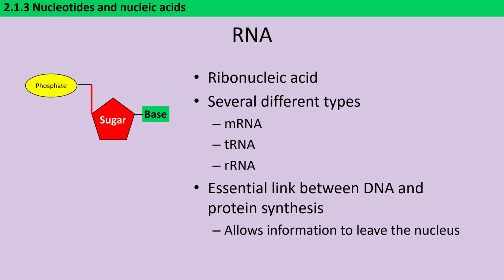The DNA is a store of an organism's entire genetic code, so it's far, far too big to get out of the nucleus and interact with the ribosomes. And that's where RNA comes in, because it allows that information to be transcribed, which means copied out, and then translated, which means turned into amino acids.